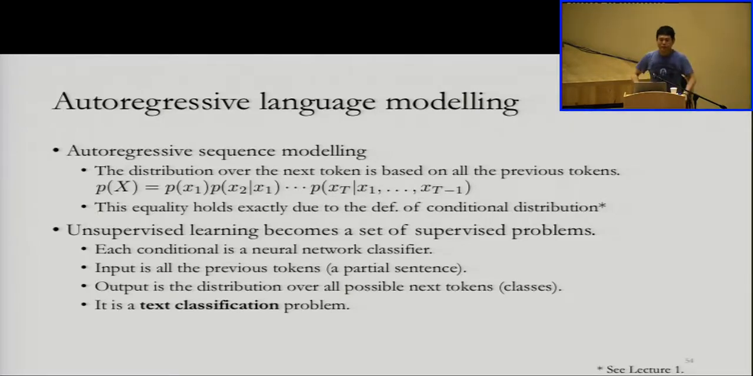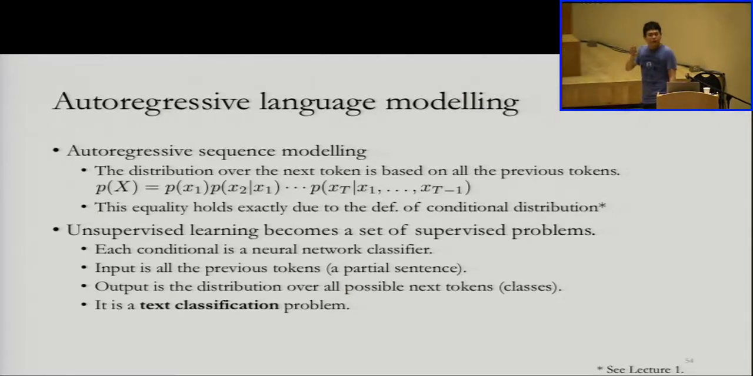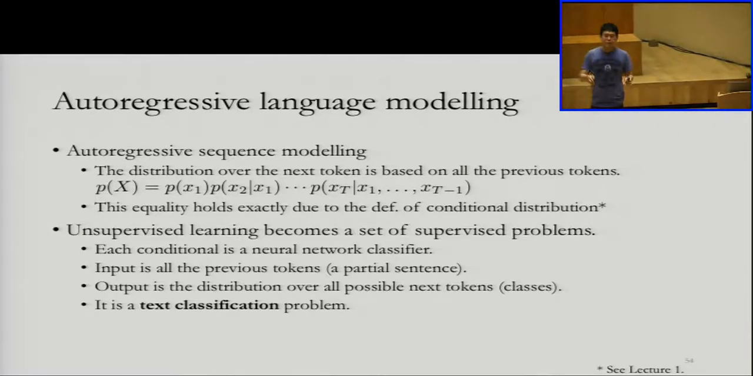That equality holds exactly for any kind of distribution, due to the definition of conditional distribution. But obviously, there must be one decomposition that is better than the others. We're going to skip that part for now, because that requires some discussion of linguistics and so on that I have absolutely no idea about. So we're going to just stick to the left-to-right decomposition of autoregressive modeling.